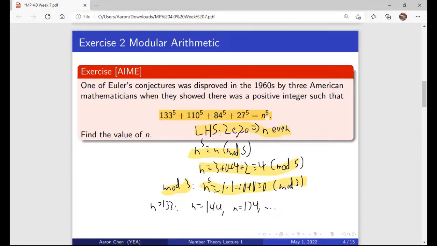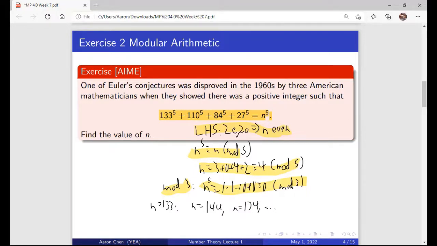Yes, you can use Chinese remainder theorem for larger numbers, but this is just one of the possible methods. I'm not saying that this is the only method, I'm just saying one of the methods. But most of the solutions will probably use Fermat's little theorem and Chinese remainder theorem.